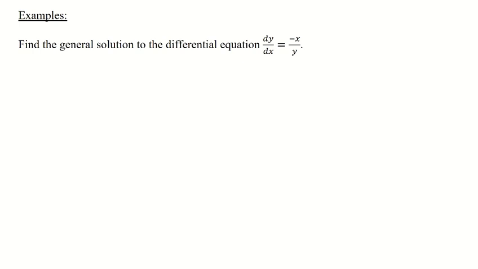So what I'm going to do is get the y and put it over there with the dy. I'm multiplying both sides by y, so I've got y dy, and then I'm going to multiply both sides by dx as well, equals negative x dx. Now if these two things are equal, then their antiderivatives will be equal.